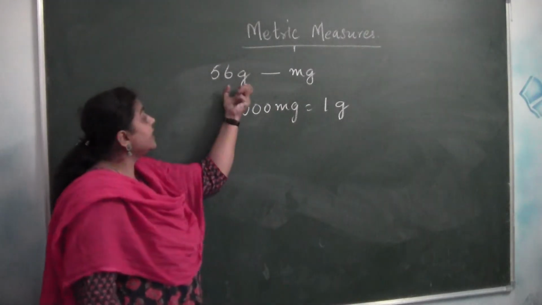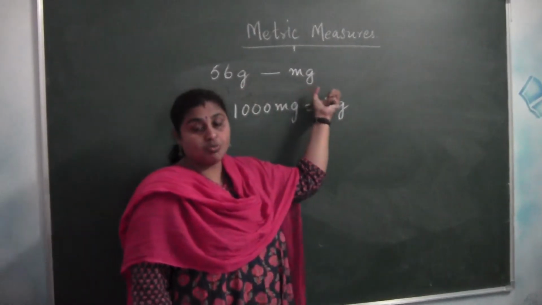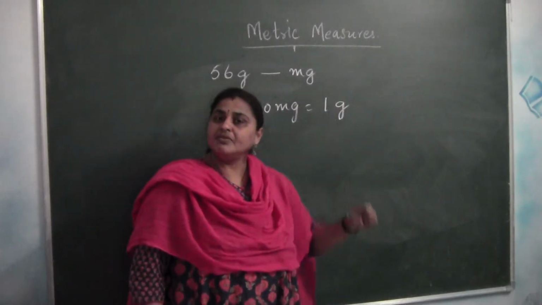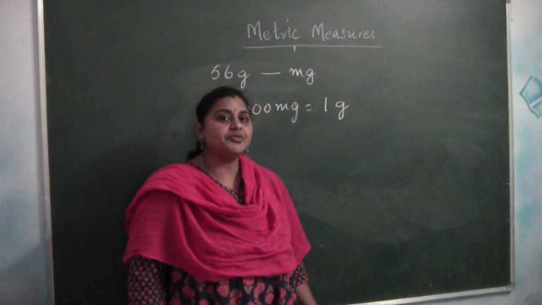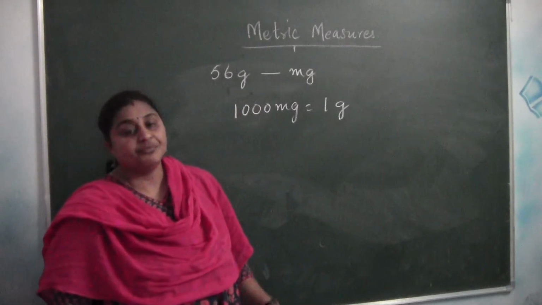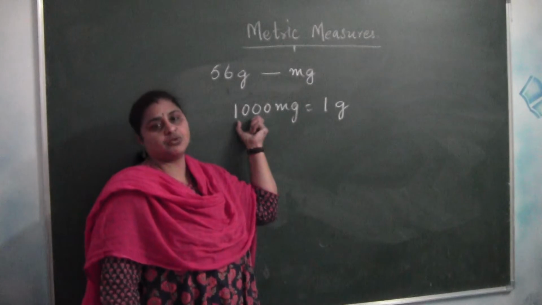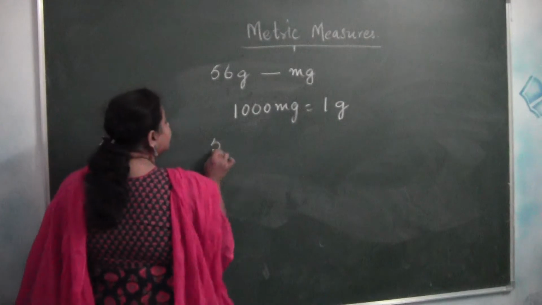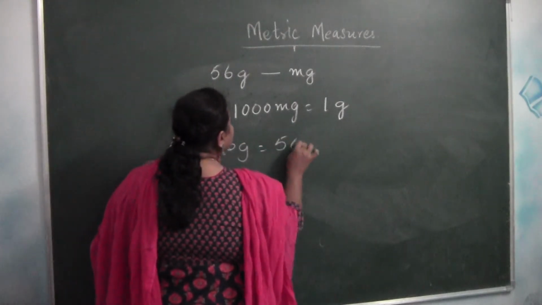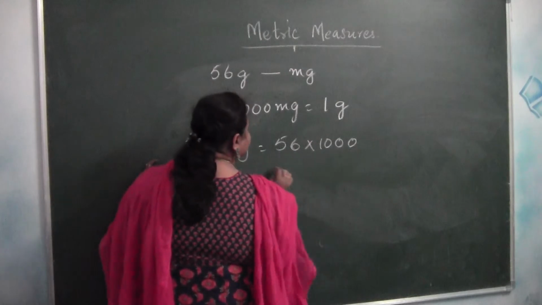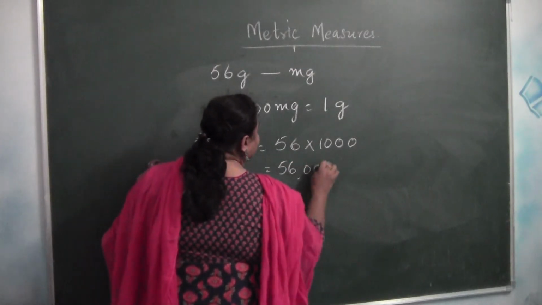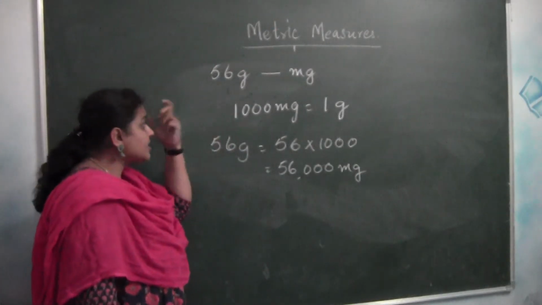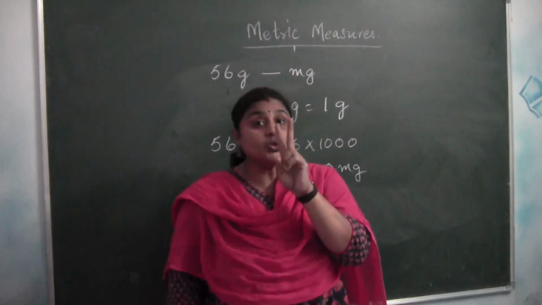Okay. Now we are converting again from bigger to smaller unit. When we are converting bigger to smaller, what are we going to do? We are going to multiply with 1000, because 1 gram is 1000 milligrams. Then 56 grams is equal to 56 into 1000, that is 56,000 milligrams.